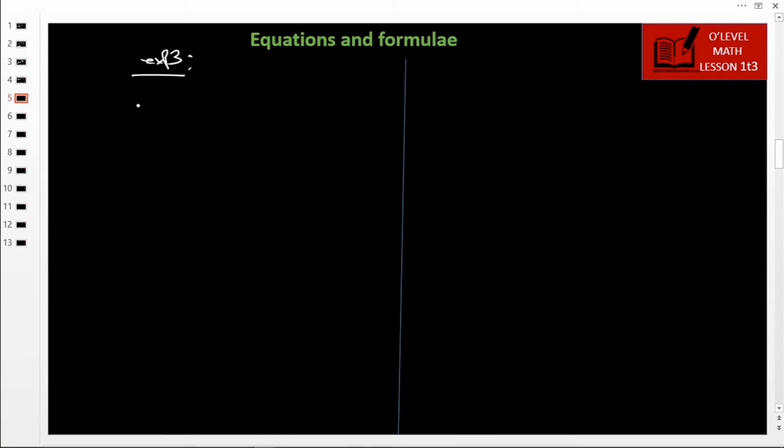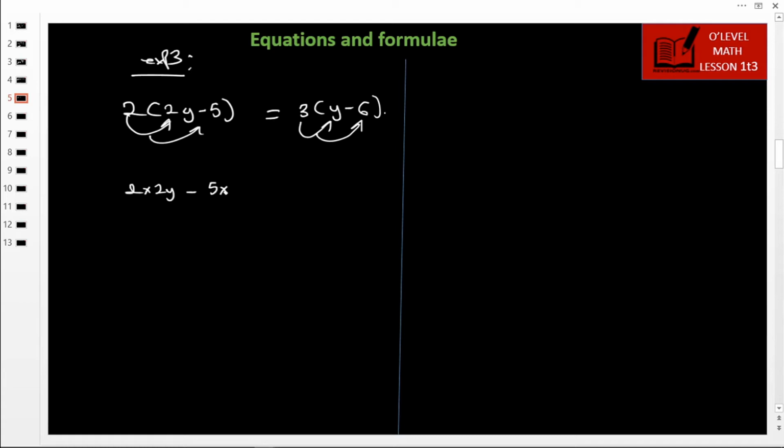Example 3 is saying 2 into 2y minus 5 is equal to 3 into y minus 6. So 2 will multiply this and at the same time this one, then 3 will go with this and also with that. So 2 times 2y minus 5 times 2 is equal to 3 times y minus 6 times 3. So this is 4y minus 10 is giving us 3y minus 18.